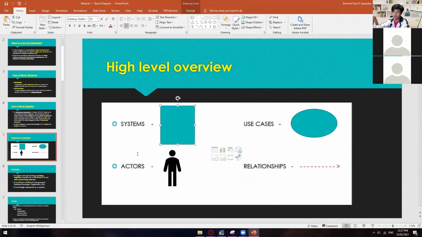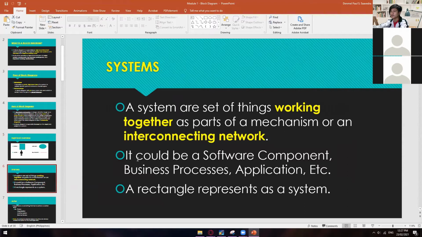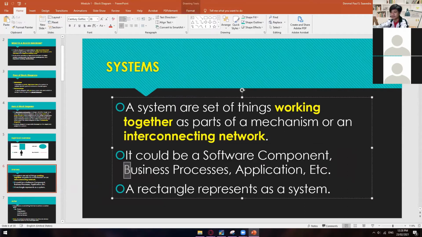Okay, that work as one system. That system could be a software component, or it could be business processes, could even be an application, etc. So it's up to you. But mostly when we say system, that one is a software component or an application, since we're not really into businesses. So you can maybe disregard this one in terms of computer engineering. So software components and applications. It is represented by a rectangle shape.